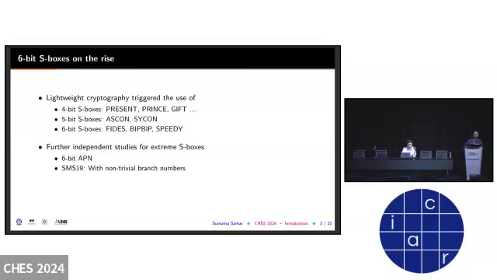We also did some work on 6-bit S-boxes with some extreme properties, which were non-trivial branch numbers. Trivial branch number means that when the branch number is 2, so differential input 1 and output 1, that's very easy to construct. But the moment you think of branch number more than 2, that's not trivial. So we call branch number non-trivial when it's more than 2. So we had some constructions of 6-bit S-boxes. So yeah, there is a growing interest in 6-bit S-boxes. That's what I've been trying to say in the last couple of minutes.